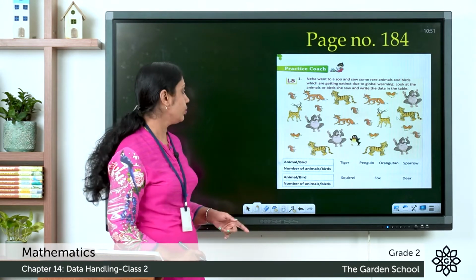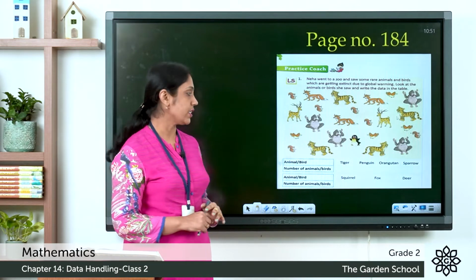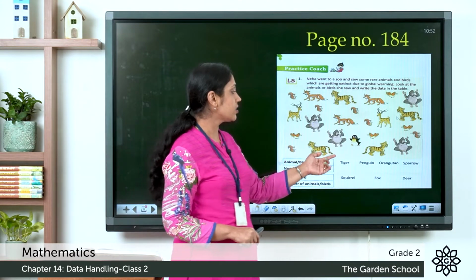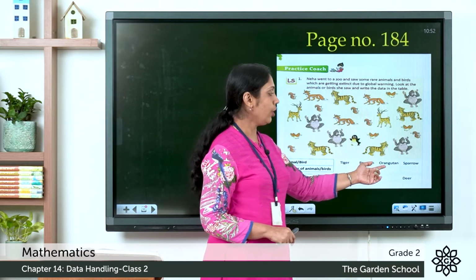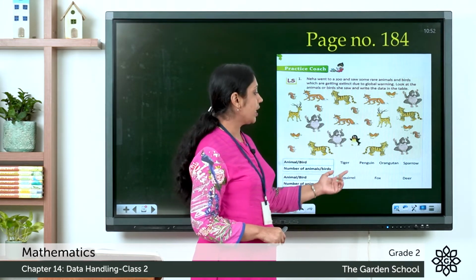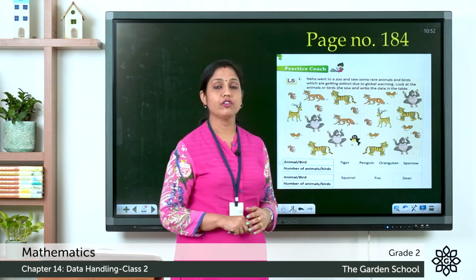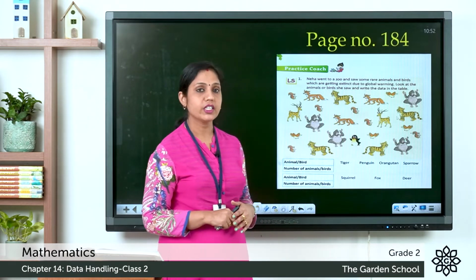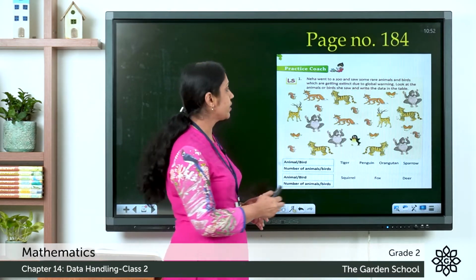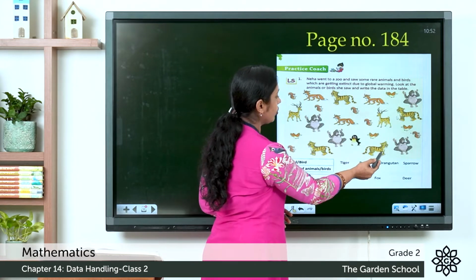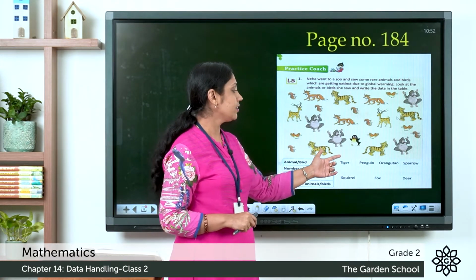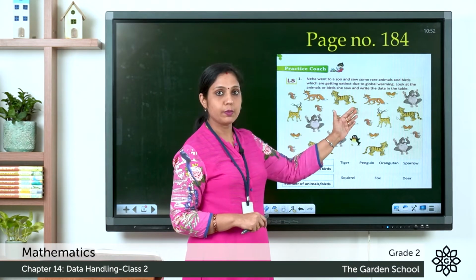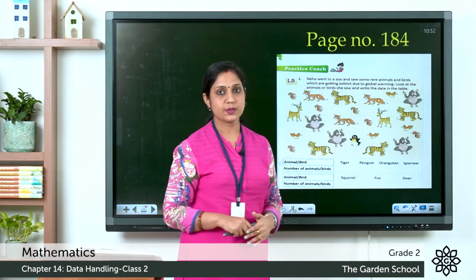So what we have to do? We have to write down the number of animals here. Here you can see the names of animals or birds are given. That is tiger, penguin, orangutan, sparrow, squirrel, fox and deer. Now we have to find out the number and write it below each one. So first let's find out the number of tiger. So how many tigers are there in this picture? 1, 2, 3, 4. So you can write under tiger 4. Similarly, find out the number of other animals and birds and write down here in the space provided.